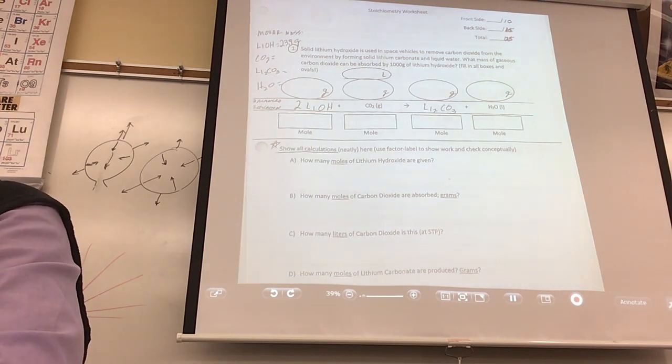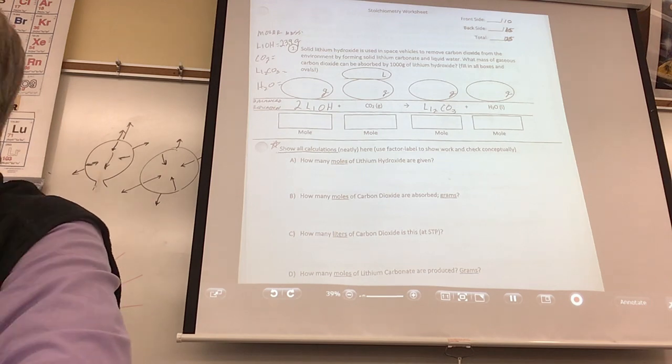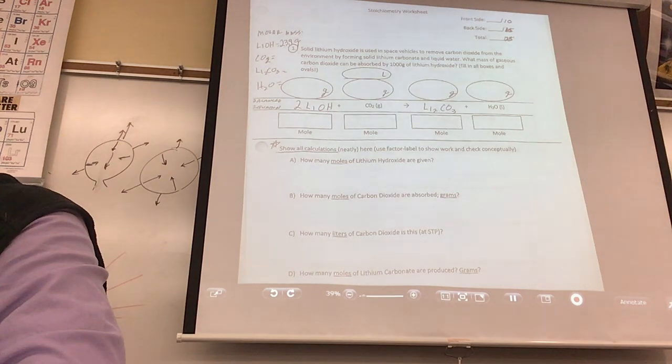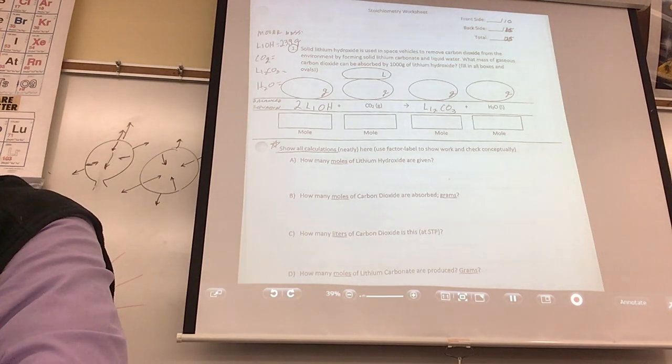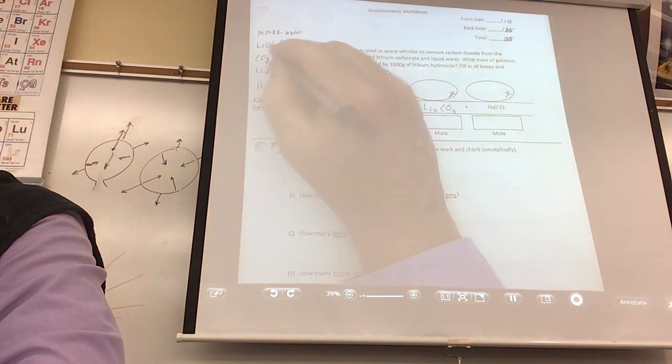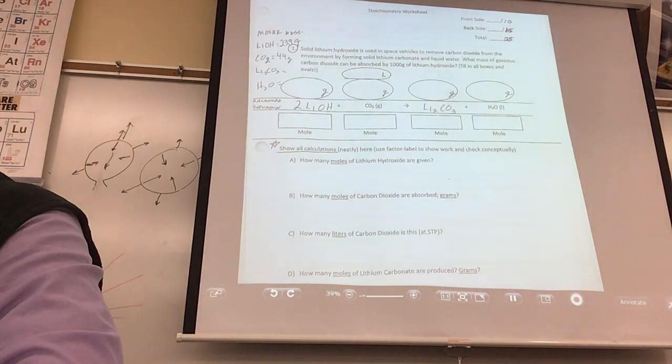Okay, what's the molar mass of carbon dioxide? Who wants to try that one? Somebody different. Layla, you got it? What's the molar mass of carbon dioxide? 44 grams. Okay, now lithium carbonate, Li2CO3, it's got 2 lithiums, 1 carbon, 3 oxygens.